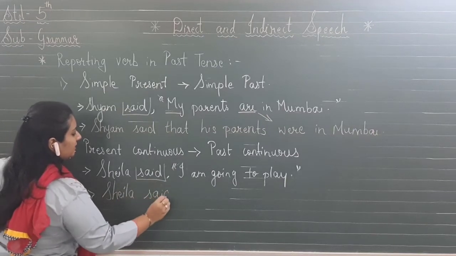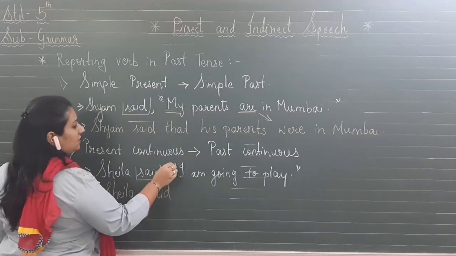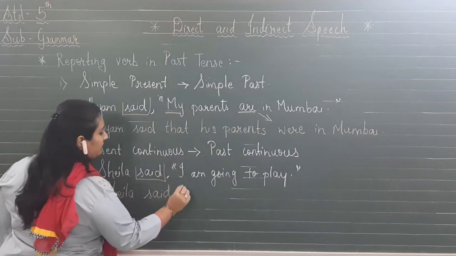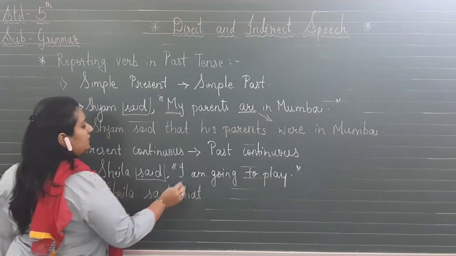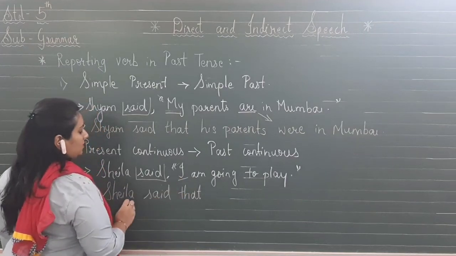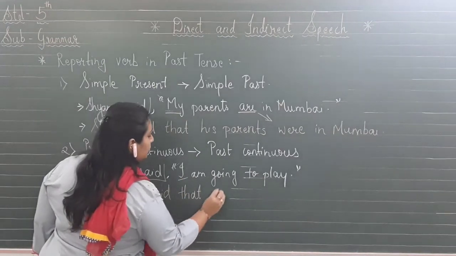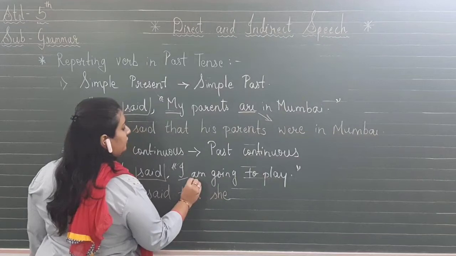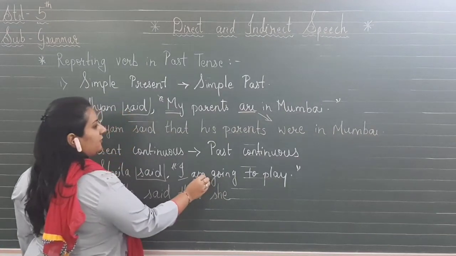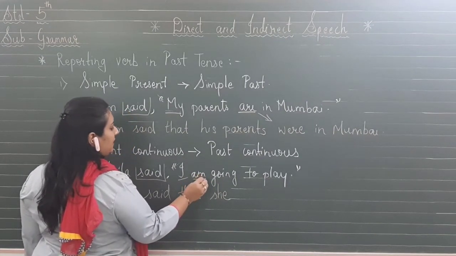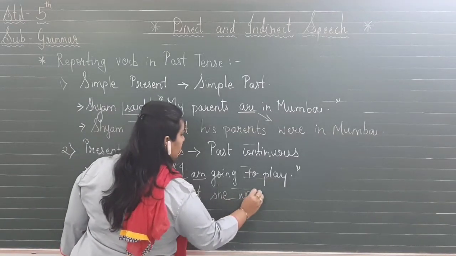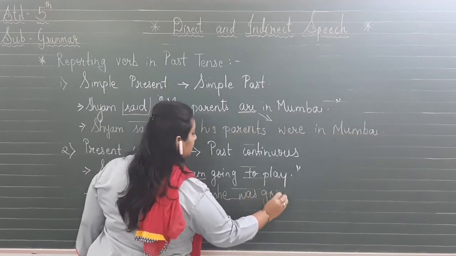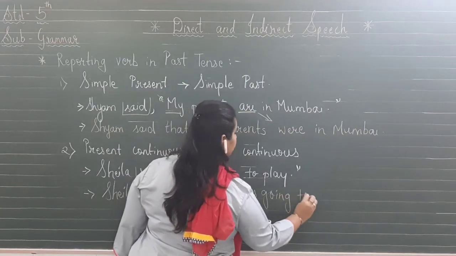Sheena said. What we have to do? We have to cut the quotation marks and we have to add "that". After that, what step will we follow? We will change the pronoun. So Sheena said that she. Then we have to change the tense from present to past. So "am" will become "was": Sheena said that she was going to play.